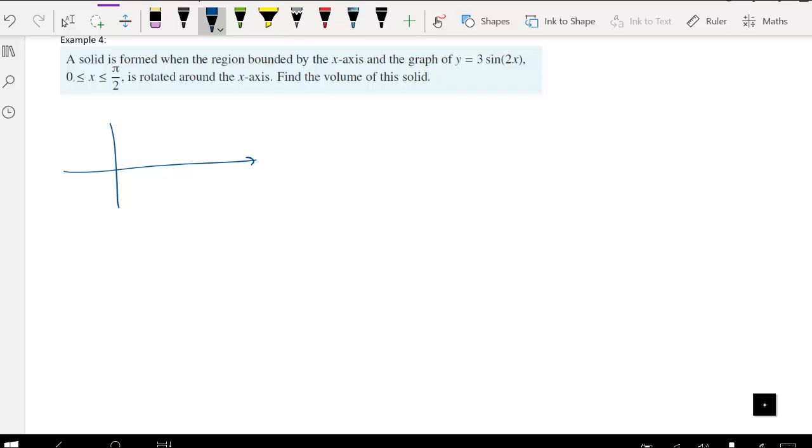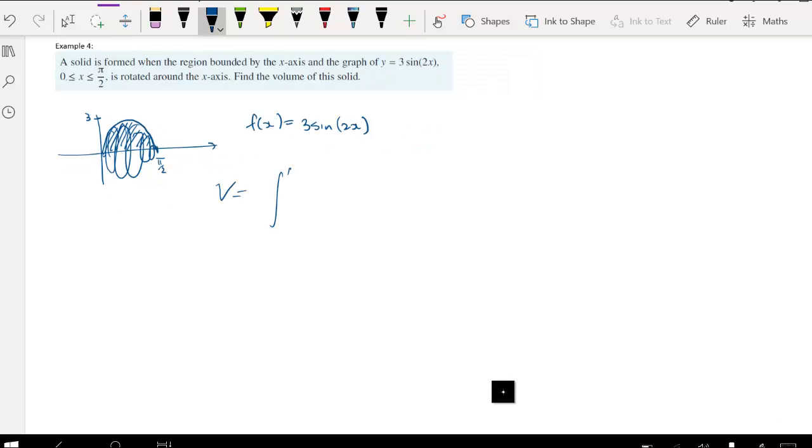So between 0 and pi on 2, we have this section of the sine graph where it goes up to 3. Now again, we're rotating about the x-axis, so we need our function, which is f of x. So f of x is equal to 3 sine 2x. It's just this area rotated about, so we'll get a three-dimensional shape that represents that rotation.